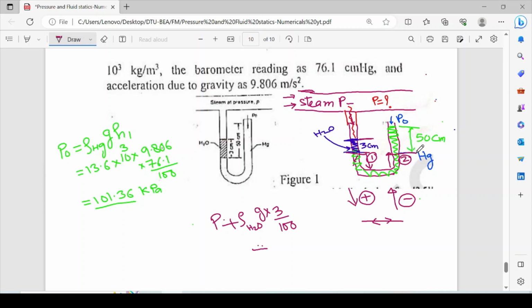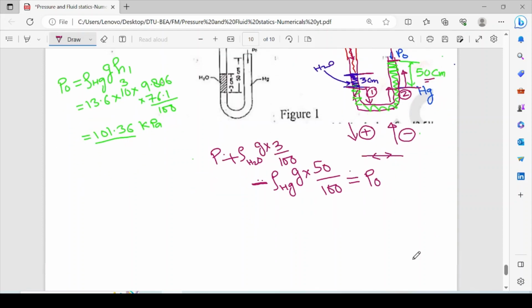Now write the equation for the upward direction from point 2. We take a minus sign for the upward direction, and this fluid is mercury up to the point 2, that is rho mercury, g, and height 50 centimeters, that is 50 upon 100 when converting to meters, and up to this point again it is the atmospheric pressure, equal to P atmosphere.